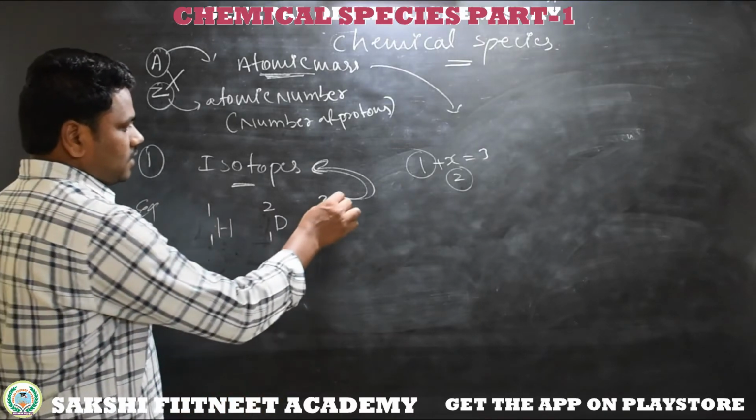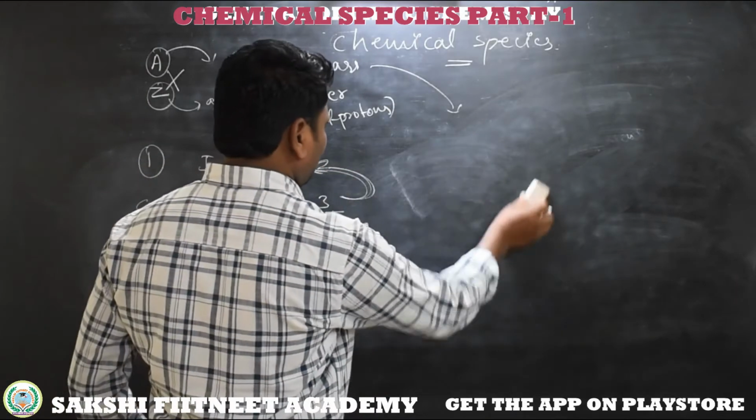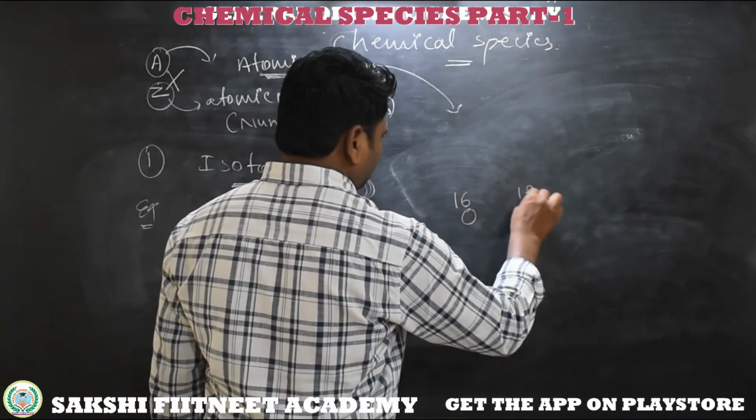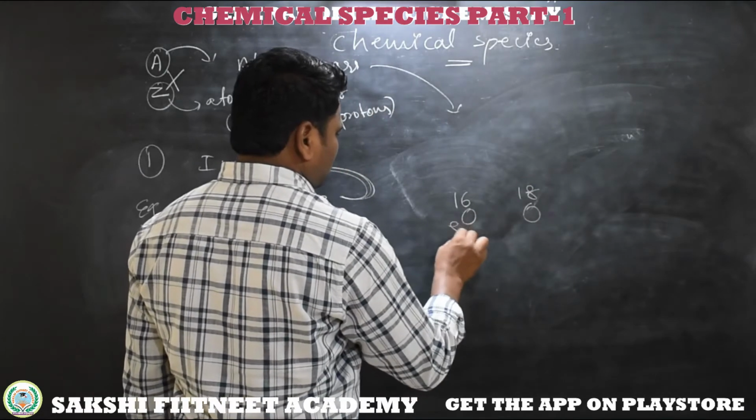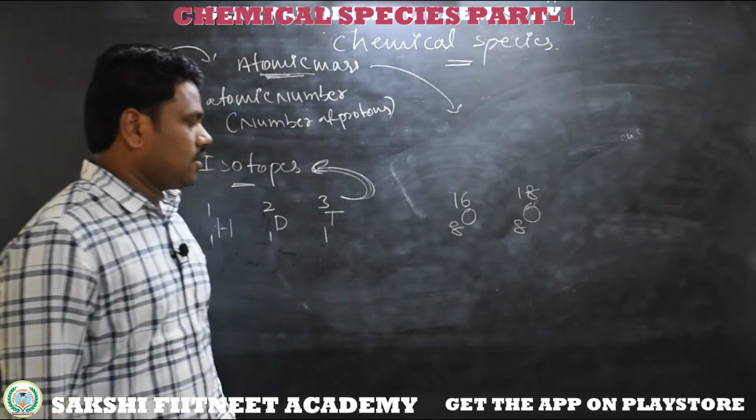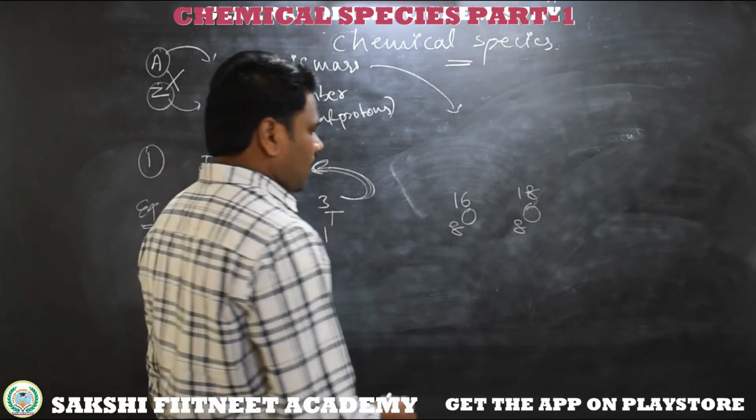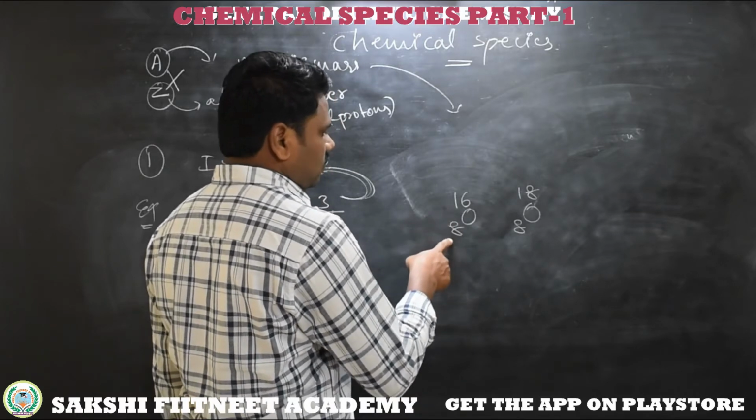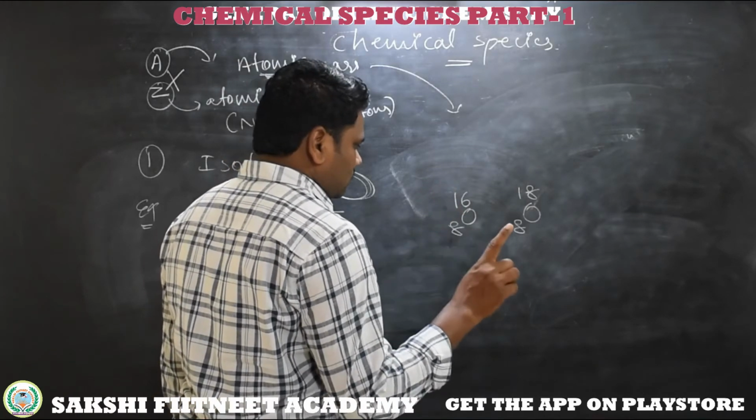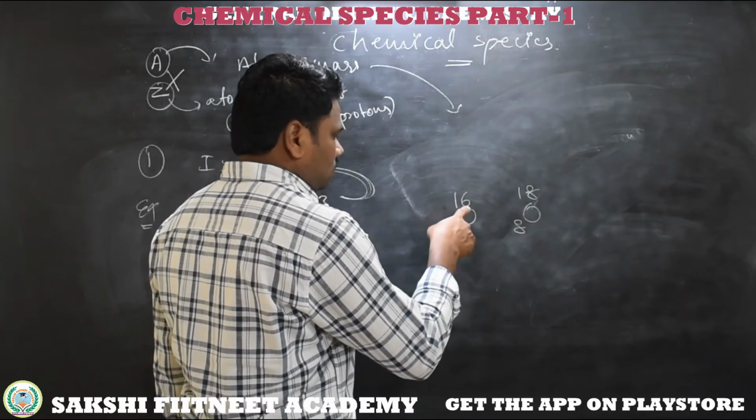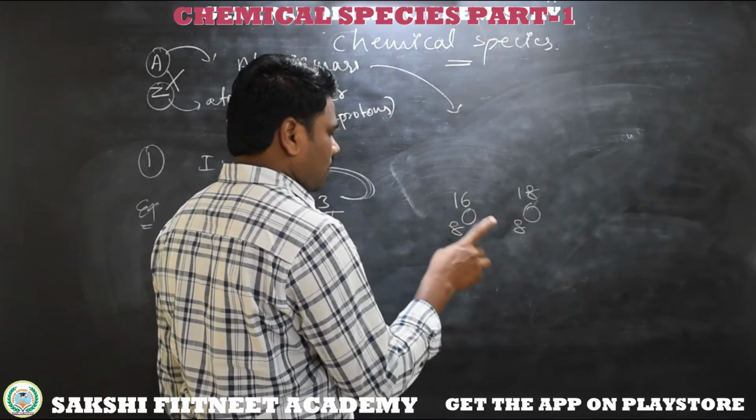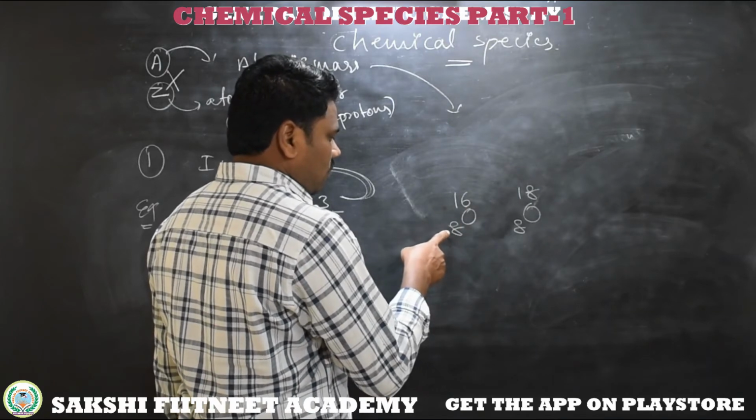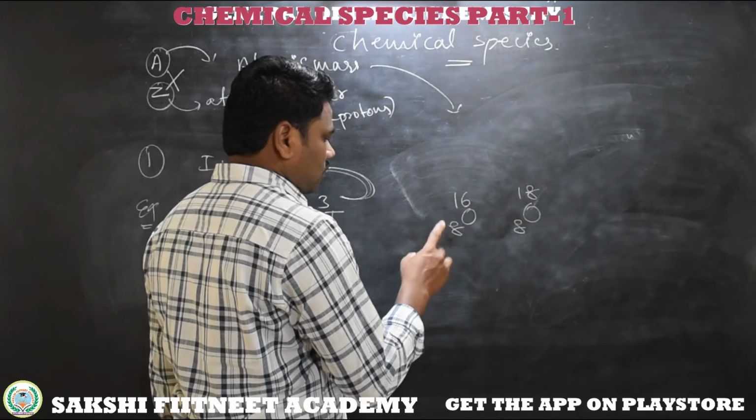These are called isotopes. I am taking another example. Here oxygen 16 and oxygen 18. The atomic number is the same, 8 and 8, but the mass is 16 and 18. Here 8 protons, 8 neutrons, and 8 electrons are there. We just discussed that in a neutral atom the number of protons is equal to the number of electrons. That means there is no charge on this element. Obviously the number of protons is 8 and the number of electrons is also 8.